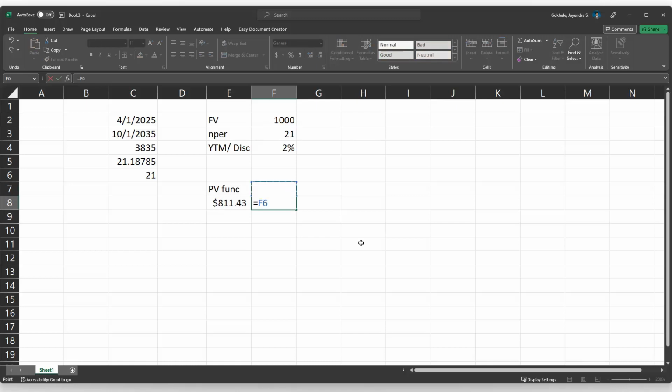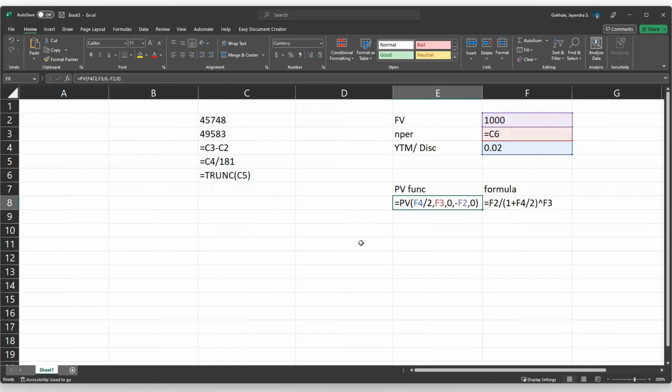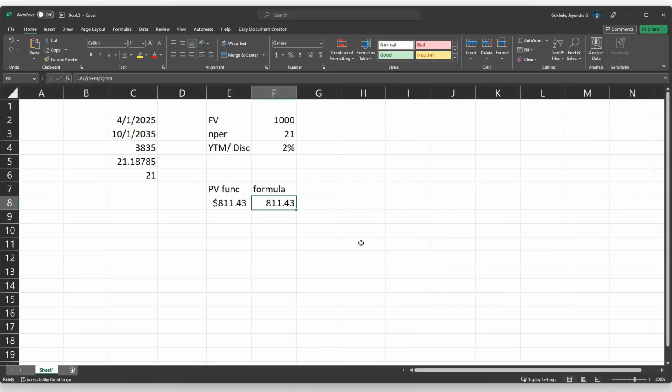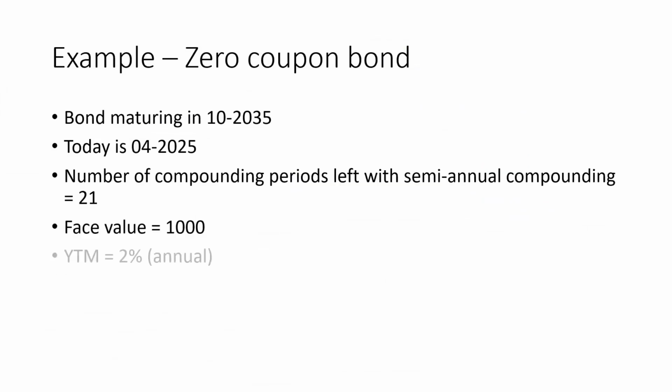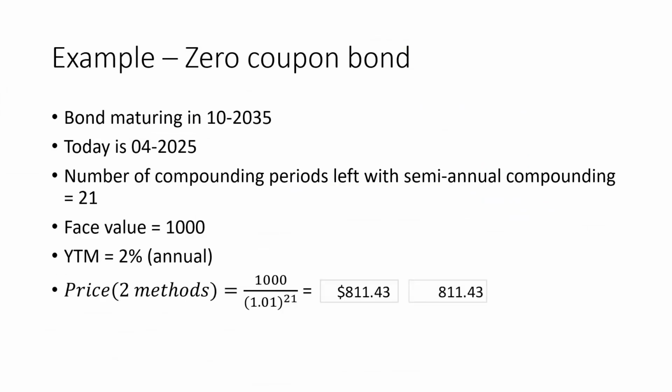We could also use the formula. Using the formula, all we have to do is 1,000 divided by parenthesis 1 plus periodic rate to the power of 21, the number of compounding periods, which gives us the same answer. So we can find out the present value or the price of a zero coupon bond using either of these 2 methods, the PV function or the formula. Going back, our answer is 811.43 using both these methods.